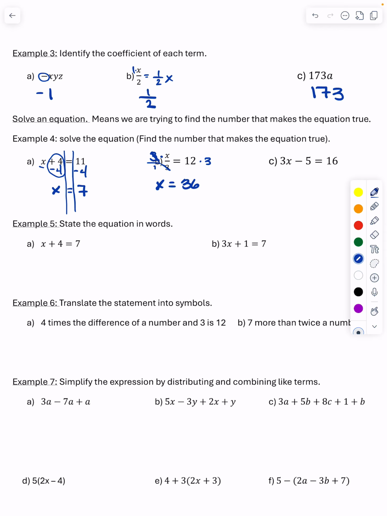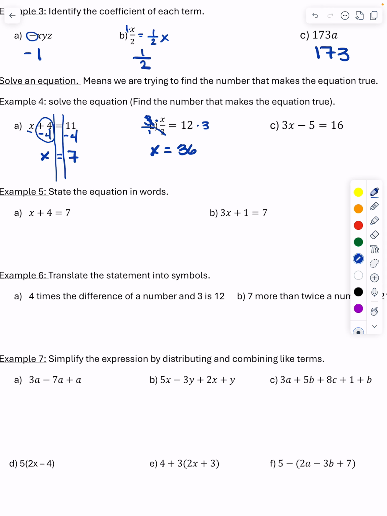Sometimes, like on C, we have more than one operation. So again here, I'm going to add 5. Just to make sure I'm doing the same thing on both sides, I'm including these two lines. I'm left with 3x equals 21. We're going to divide both sides by 3, and x equals 7.